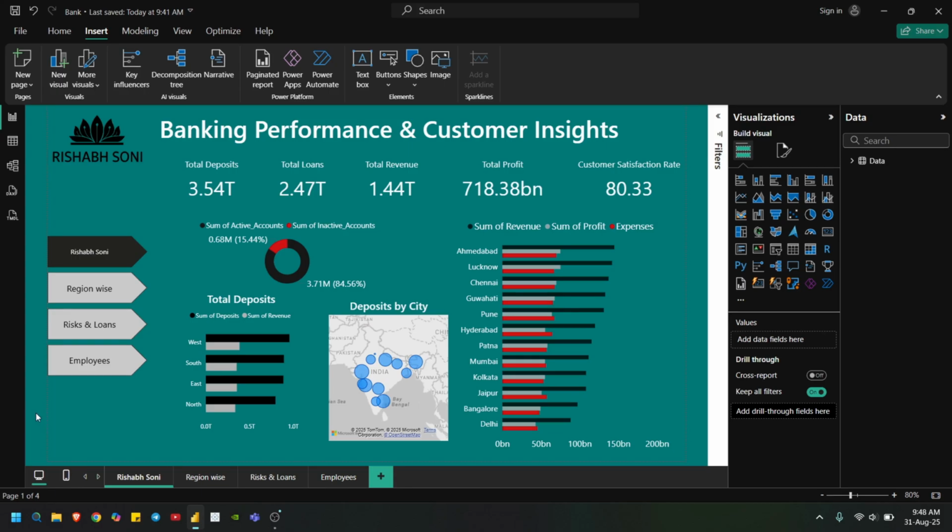Hello, this is Rishabh Soni and I have created a banking performance and customer insights project in which I have created a 4-page dashboard. Let's get into it.